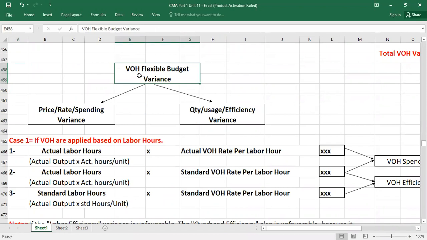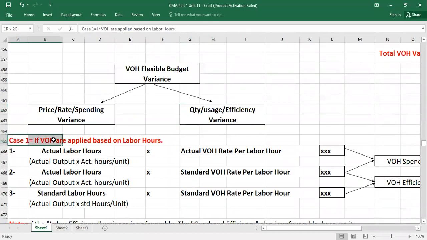Flexible budget is also called flexed budget under British studies, but it is known as flexible budget under American studies. So the variance for the variable overhead flexible budget can be divided into two sections. The first section, the variance could arise due to change in price or the rate, which is also called spending variance. And the second, maybe the variance could arise due to changes in the quantity of hours, which is also called usage variance. It is also called efficiency variance.